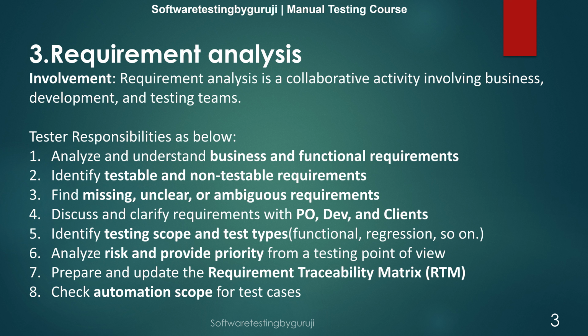Then fifth, identify testing scope and test types: functional, regression and any other testing. Then sixth, analyze risk and provide priority from a testing point of view. Seventh, prepare and update the requirement traceability matrix, that is RTM. And last one, check automation scope for test cases. So the tester is responsible for all these activities, and the tester is going to understand the requirements and find out all the details, missing requirements, testing scope, all these things.